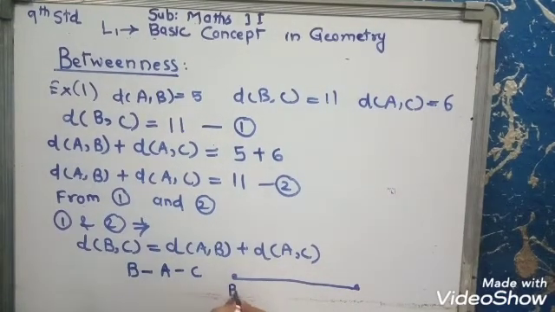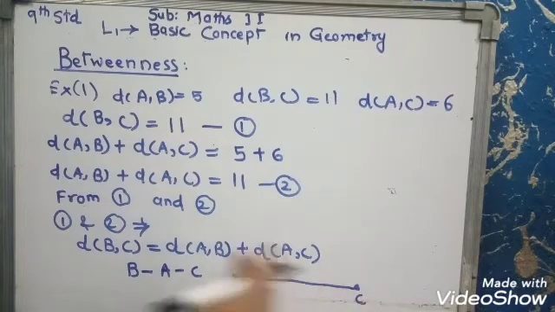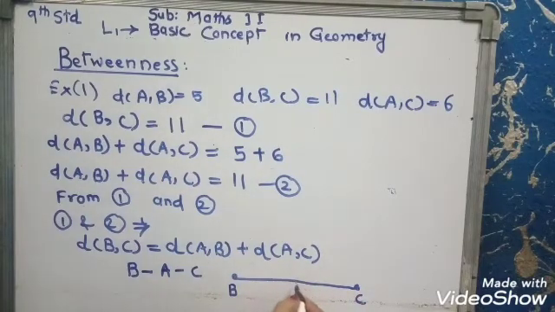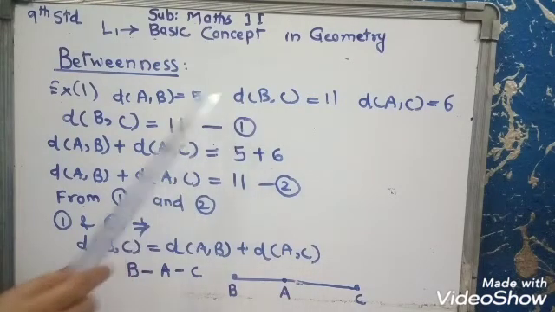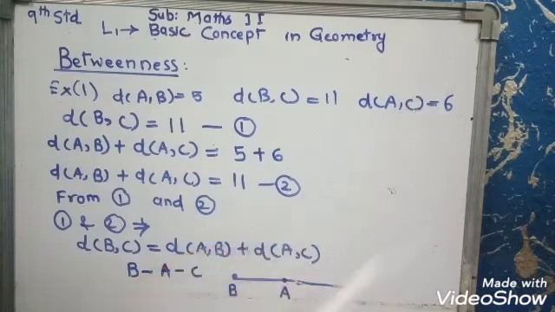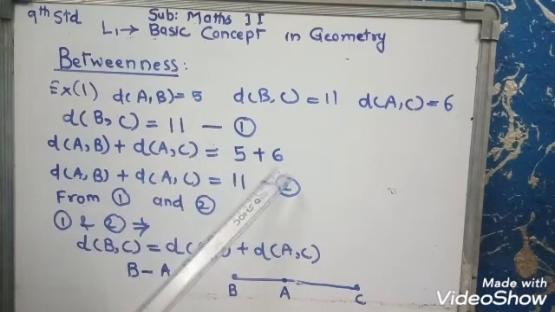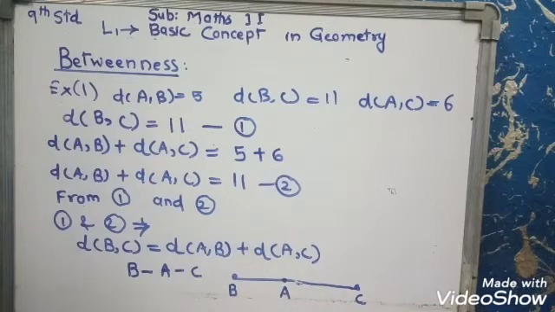This is point B, this is point C, this is point A. Look at the diagram. Distance AB is equal to 5 centimeter. Distance AC is equal to 6 centimeter. If we add both the smaller distances, we get the larger distance, that is 11 unit.